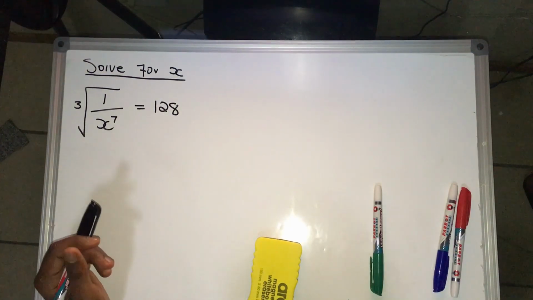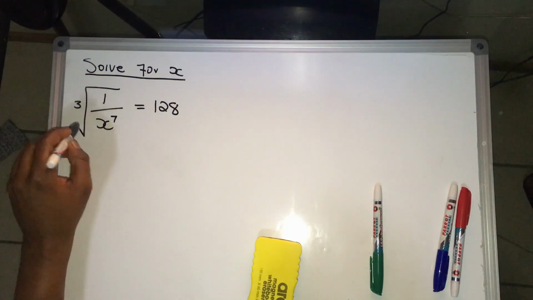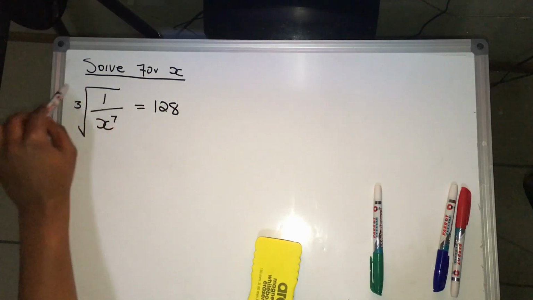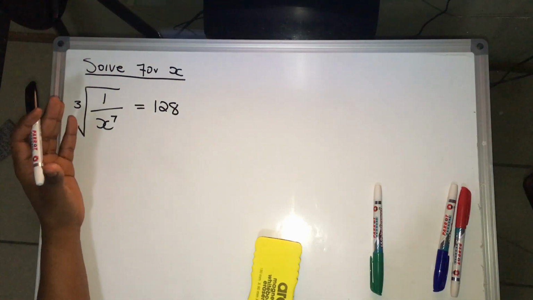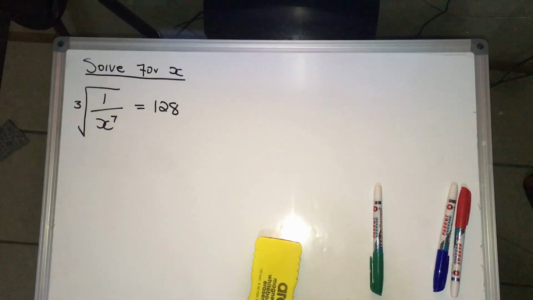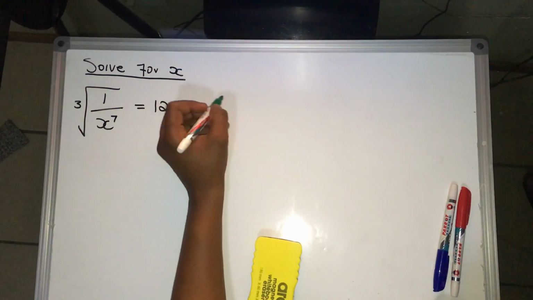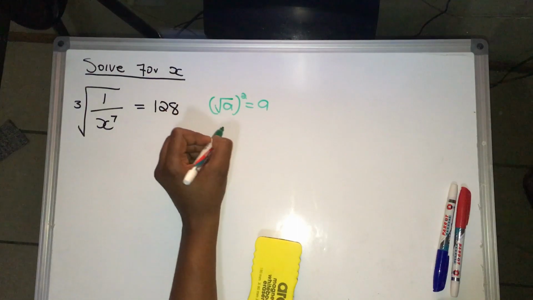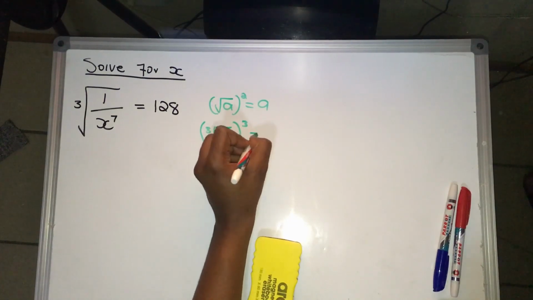All right, so our next equation is: solve for x, where the cube root of 1 over x to the 7 equals 128. So we find the value of x that satisfies this equation. Since it's a quadratic equation, I want it in standard form. So the first step is to remove the cube root. Just as with the square root of a, squaring gives a, in the same way the cube root of a, cubing gives a.